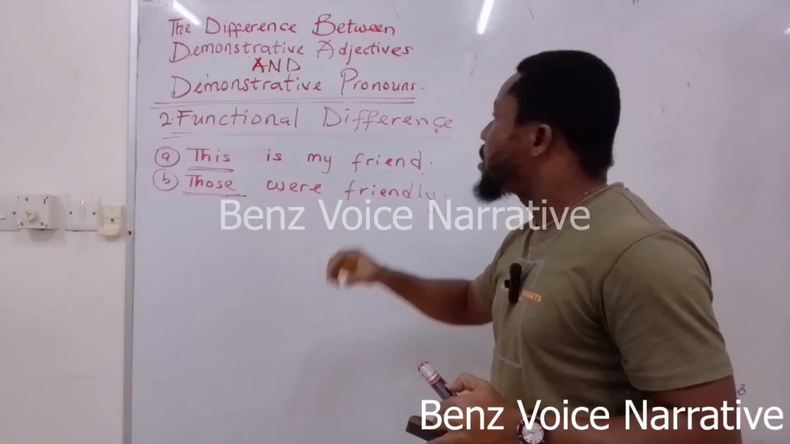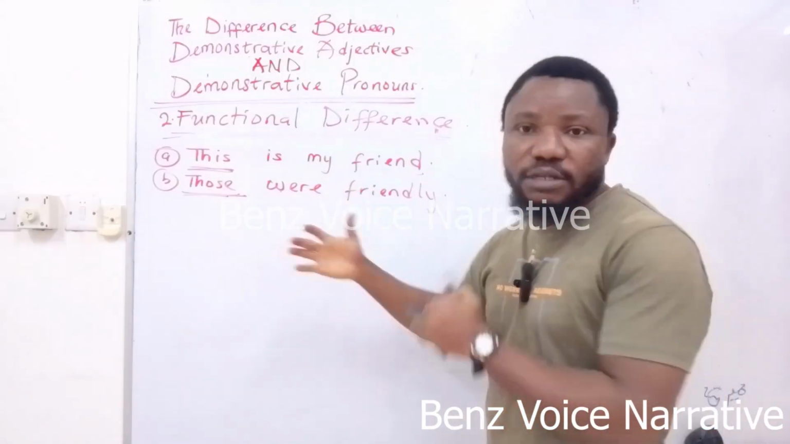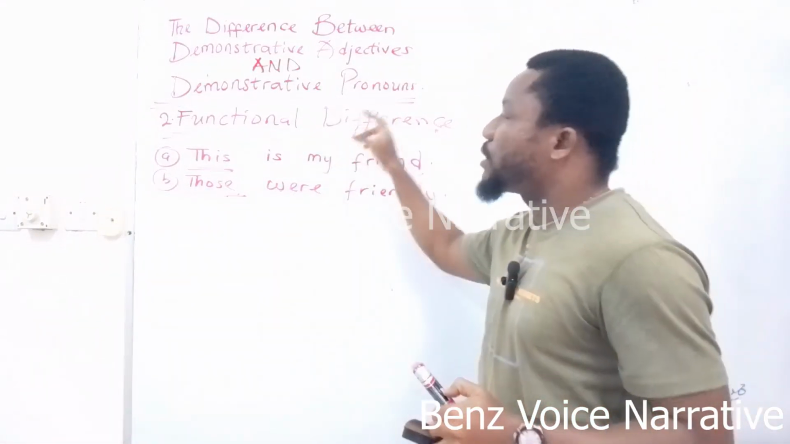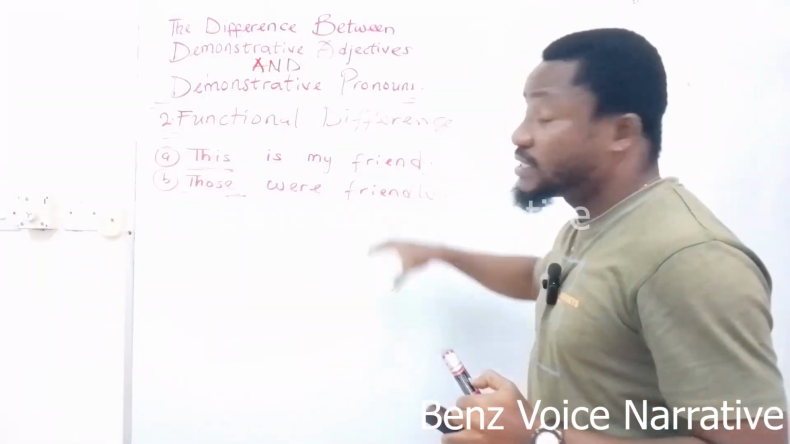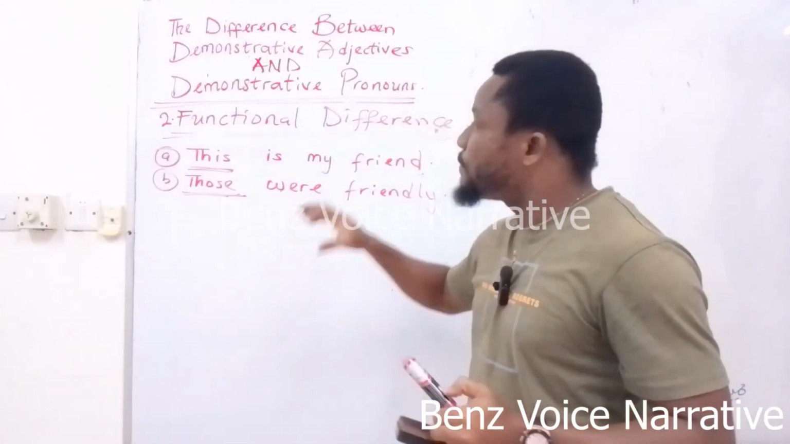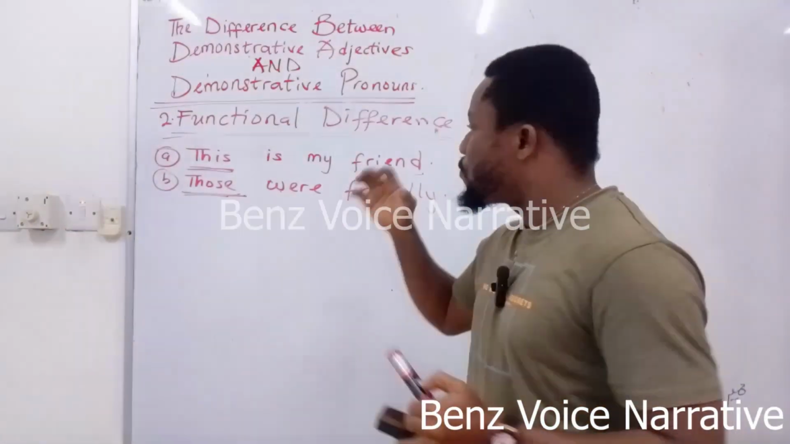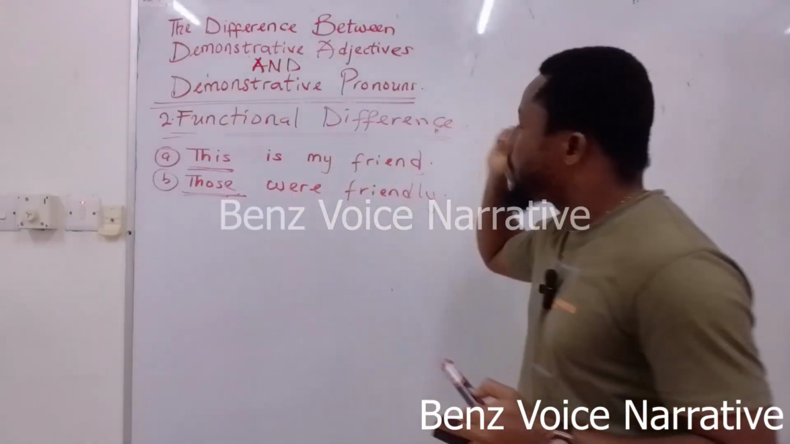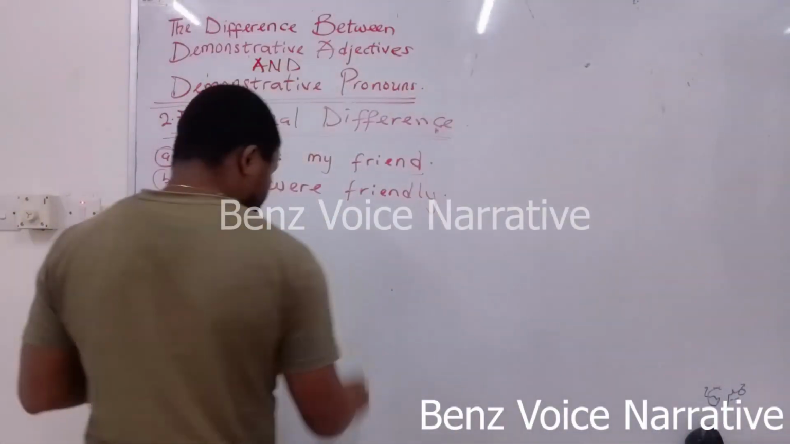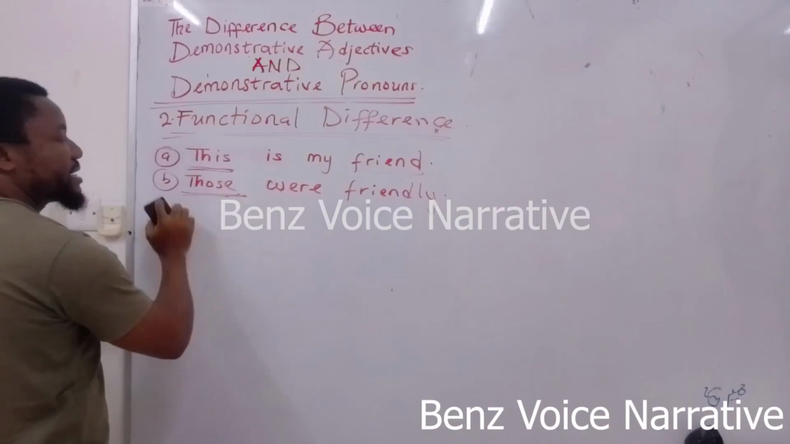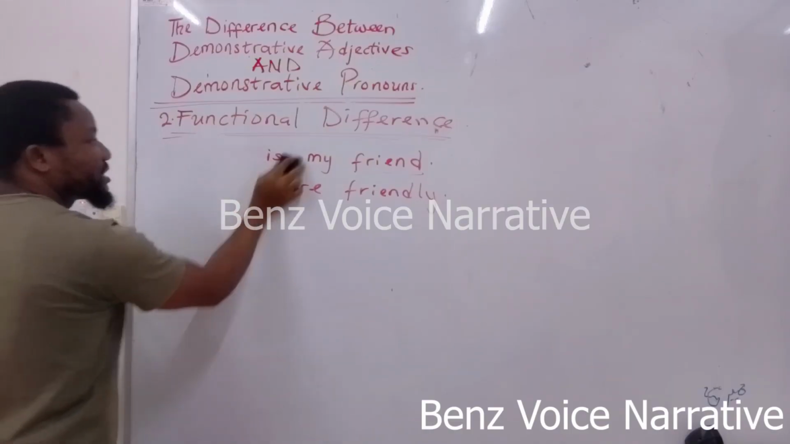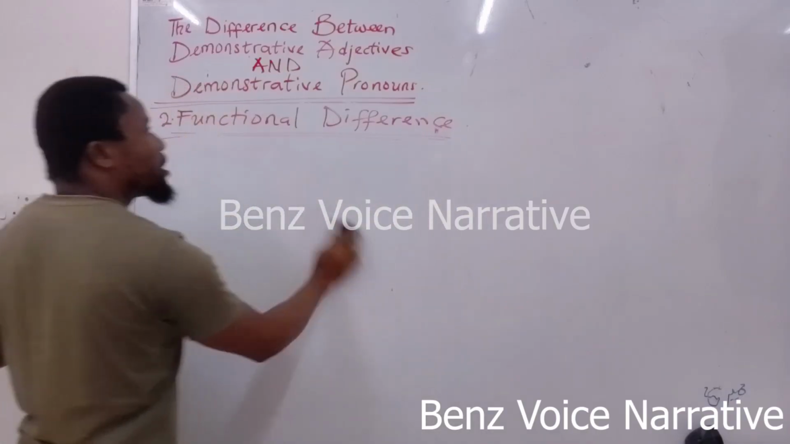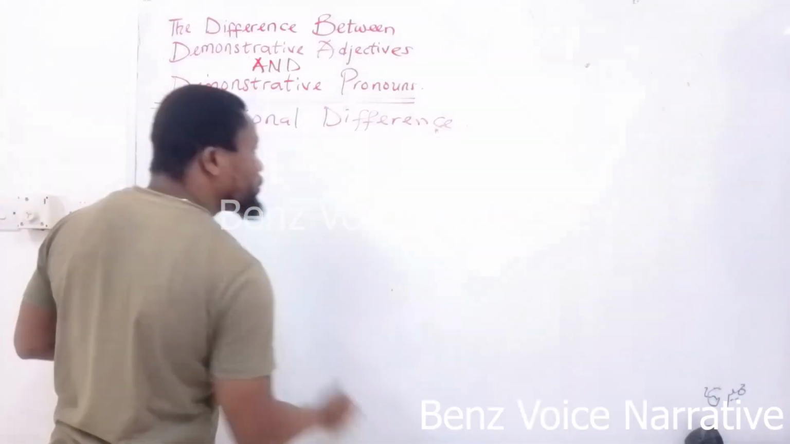Demonstrative adjectives don't function as the subject of a sentence, whereas demonstrative pronouns will function alone as the subject of a sentence. Why? The reason is most of the functions performed by a noun will be performed by demonstrative pronouns. So those were friendly. This is my friend. This, I'm talking about this. I'm talking about those. So that is that about demonstrative pronouns functioning as the subject of a sentence.